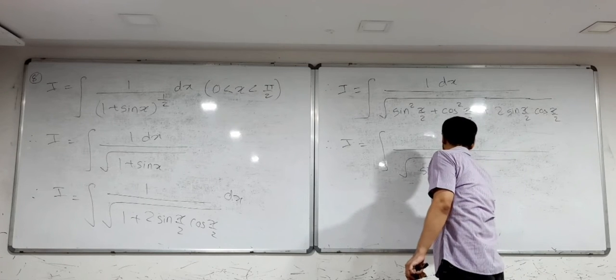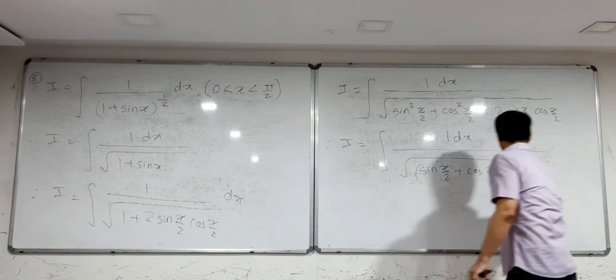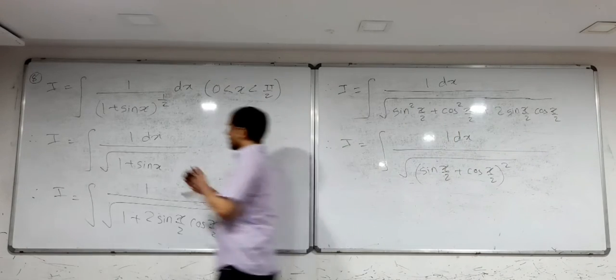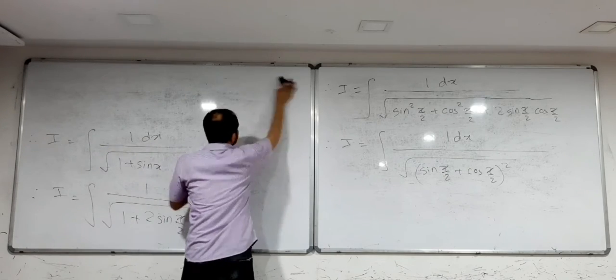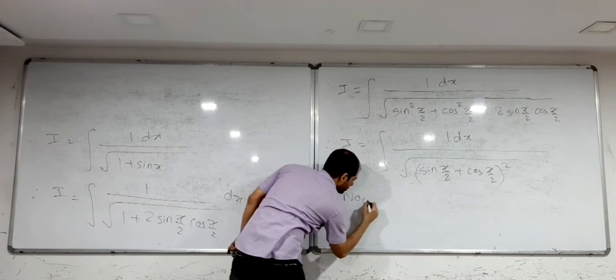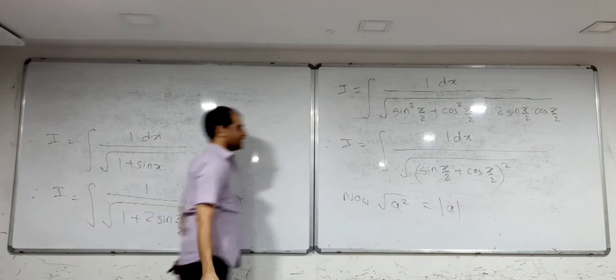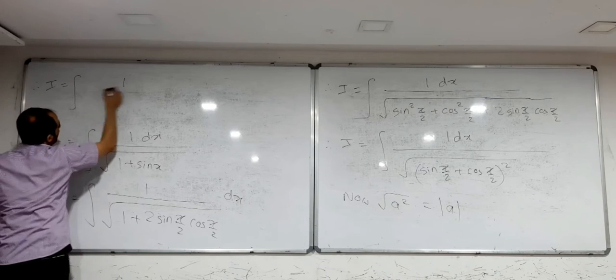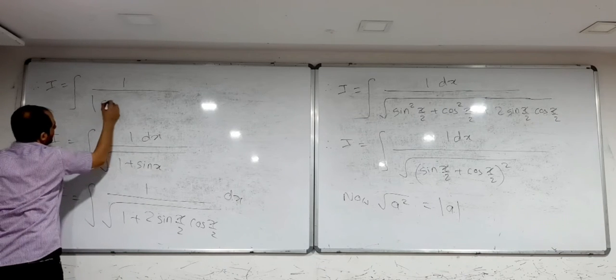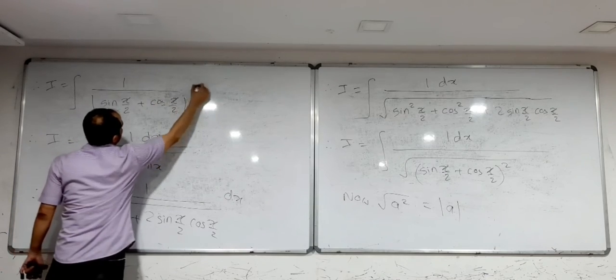So (sin of x by 2 plus cos of x by 2) the whole square. Now, what is root of a square? Root of a square is mod a, and this is a very nice question. Now, root of a square is mod a. So this becomes sin of x by 2. So I becomes integration of 1 upon mod of sin of x by 2 plus cos of x by 2 dx.